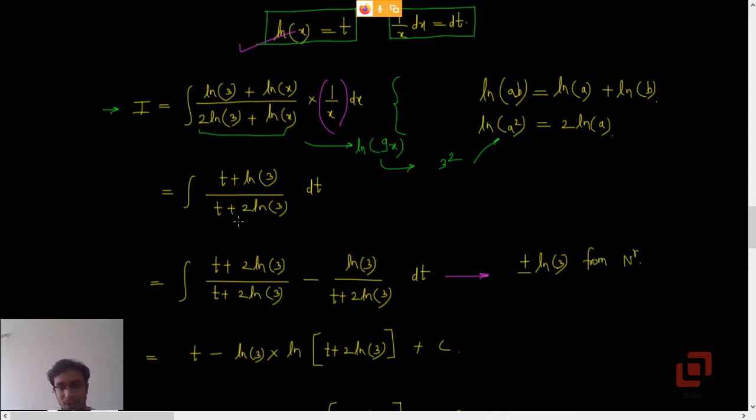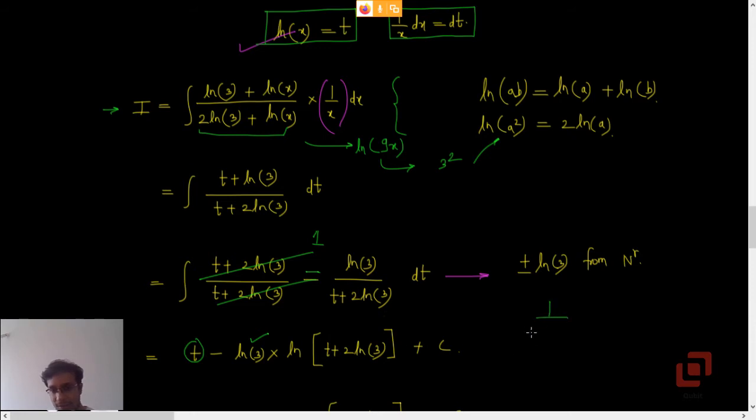I did that because in the denominator I observed 2 log 3, but in the numerator we had only log 3. So if you do that, first term will be t plus 2 log 3 upon t plus 2 log 3. So eventually you will get 1, whose integral will be t. Then let's not forget this negative sign. Log of 3 is a constant, keep it as it is. Denominator is t plus 2 log 3.